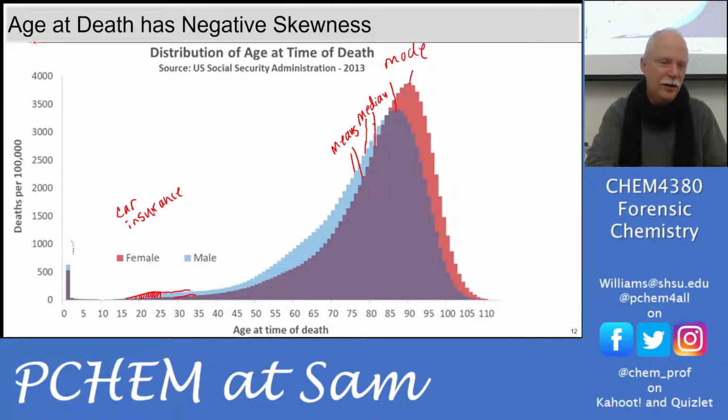Okay, and then down here, this lowest bin, again, is going to be a less than bin. And so that would be like infant mortality.